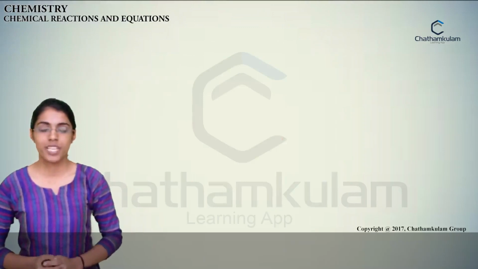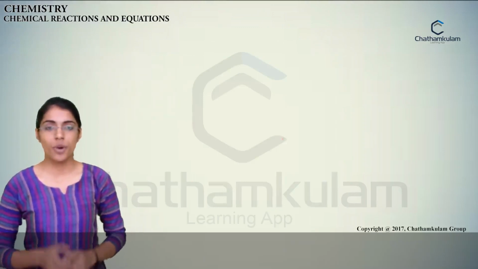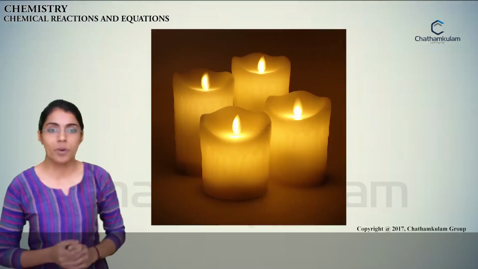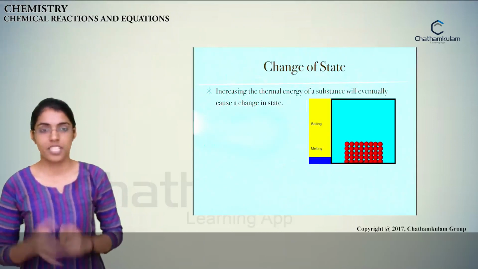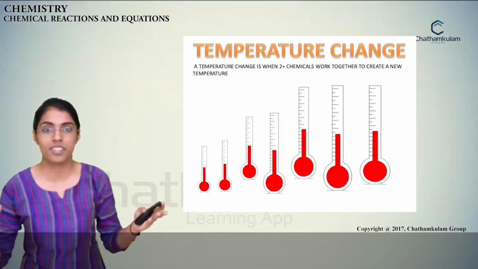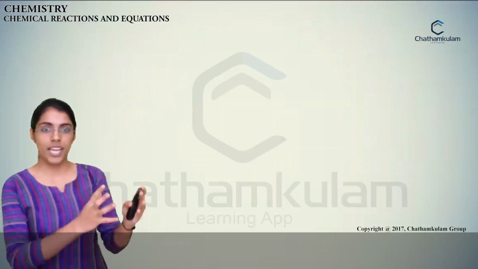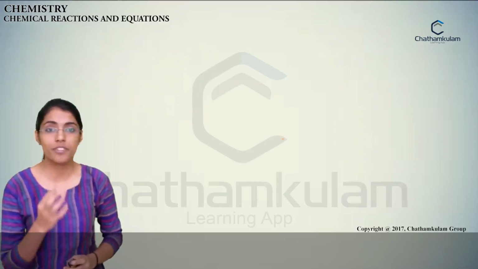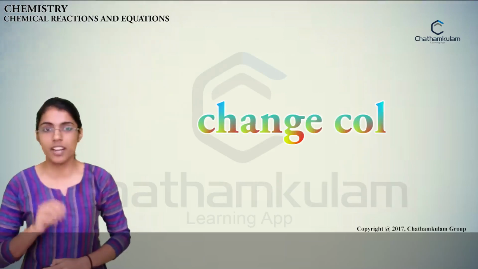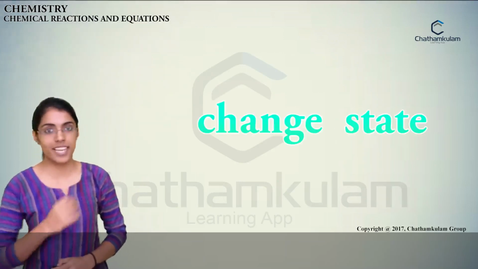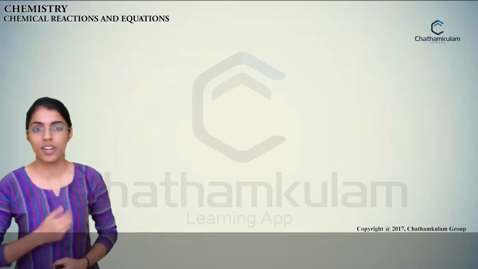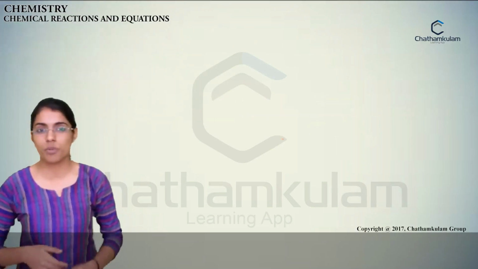In these chemical reactions, there are common criteria you can observe: change in state, change in color, evolution of gas, and change in temperature. These are the 4 signs that happen when a chemical reaction occurs in a substance. The first one is the change in color. Second is the change in state. Third is the evolution of gas. And the fourth is the change in temperature.